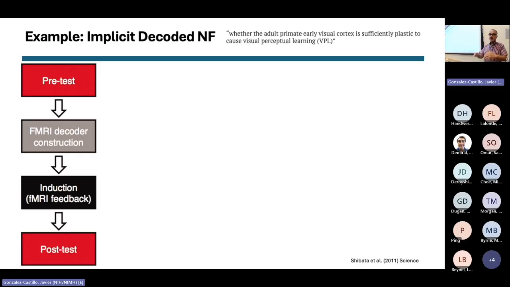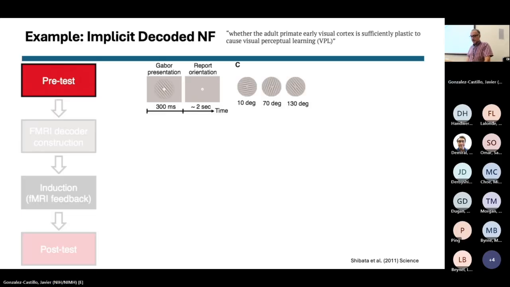They're going to get some scans in which they're not feeding anything back to the subject. They're just going to build this classifier in a particular way. And then they're going to have the fMRI feedback. So this is what they did. They have Gabor patches with different orientations and different levels of noise. To every single participant, they run them just behaviorally through all these different patches with different levels of noise, and they gather response time and accuracy. No feedback here.